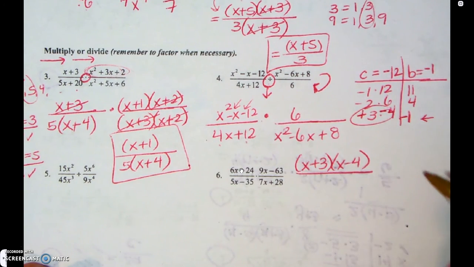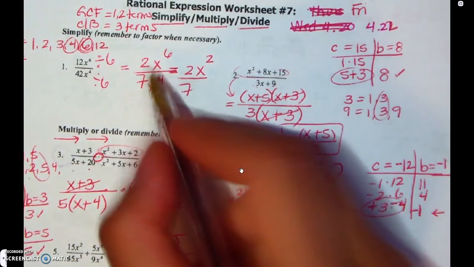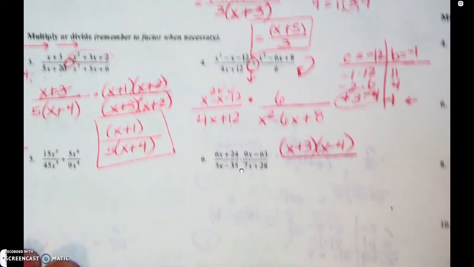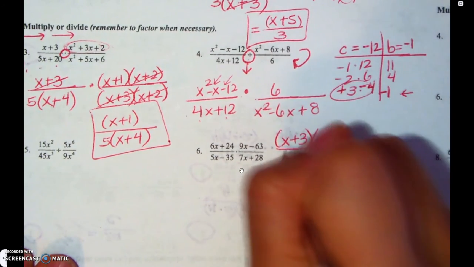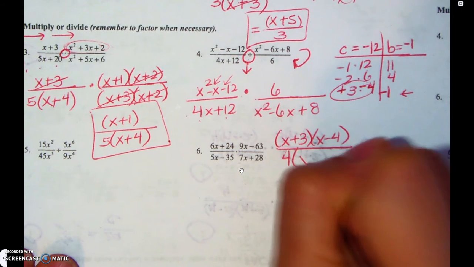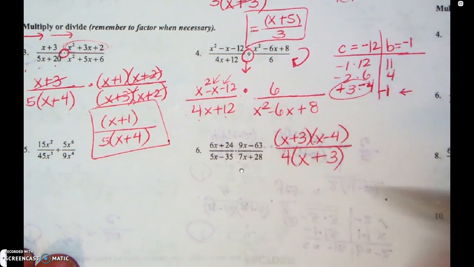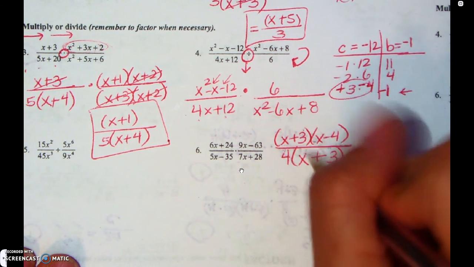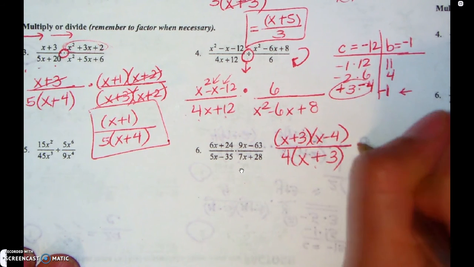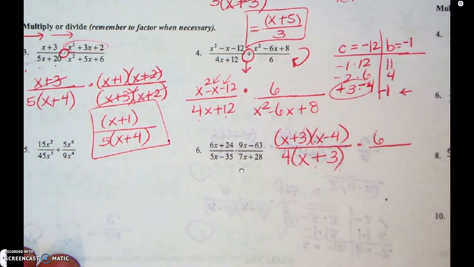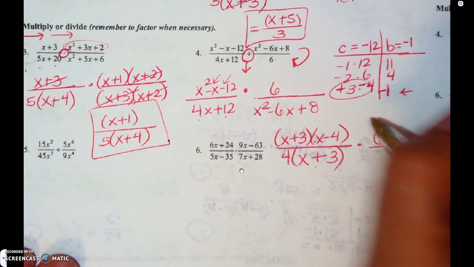There's only 2 terms. When there's only 2 terms, we find the greatest common factor. So the greatest common factor between 4 and 12 is 4. 4x divided by 4 is x, and 12 divided by 4 is 3. Look, we already have some common factors, which is exactly what we want. Times 6 over x squared minus 6x plus 8.